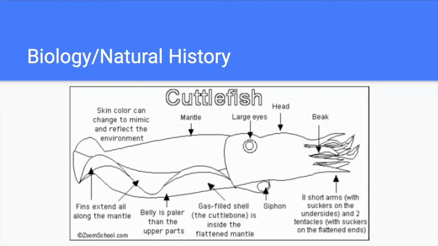by the head and then the tentacles surrounding the beak. They look very similar to other cephalopods, but they also have the fins that extend all along the entire mantle. And so this is just what they look like externally.